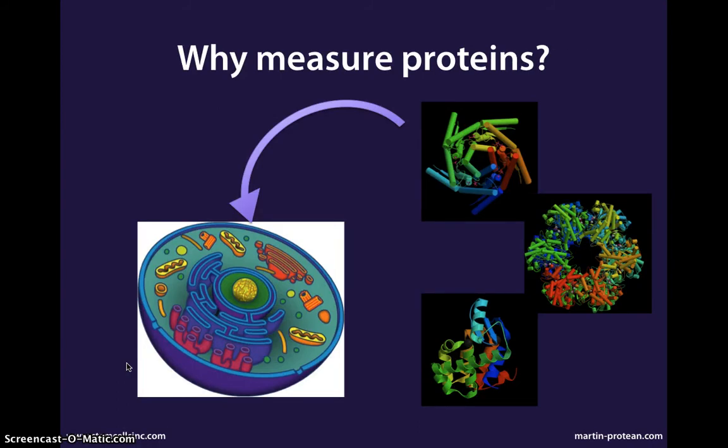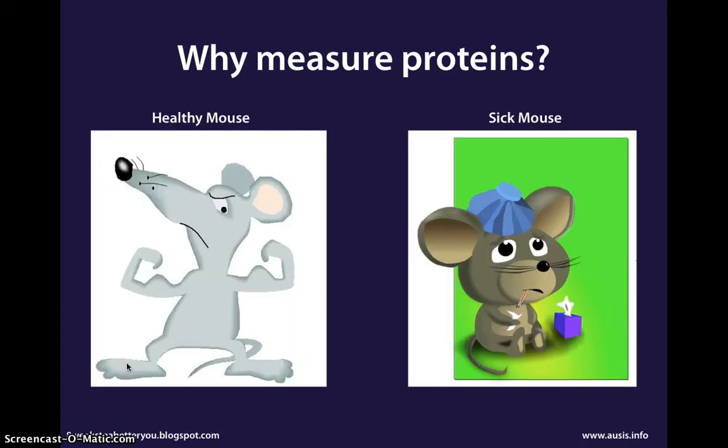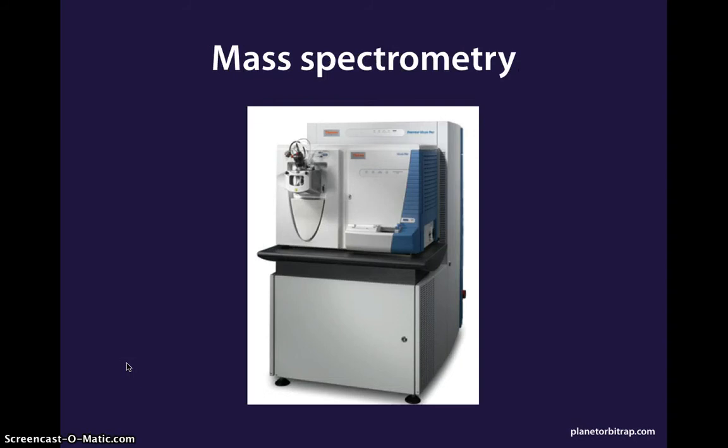There are thousands of different types of proteins in a single cell, and if we want to see what's happening in that cell under different conditions, we can look at how those proteins are changing. For example, we can look at what proteins there are and how much there are in both healthy and diseased mice to get a better idea of what is happening when we get that disease. So one way to identify these changing proteins and to measure those changes is mass spectrometry-based proteomics.